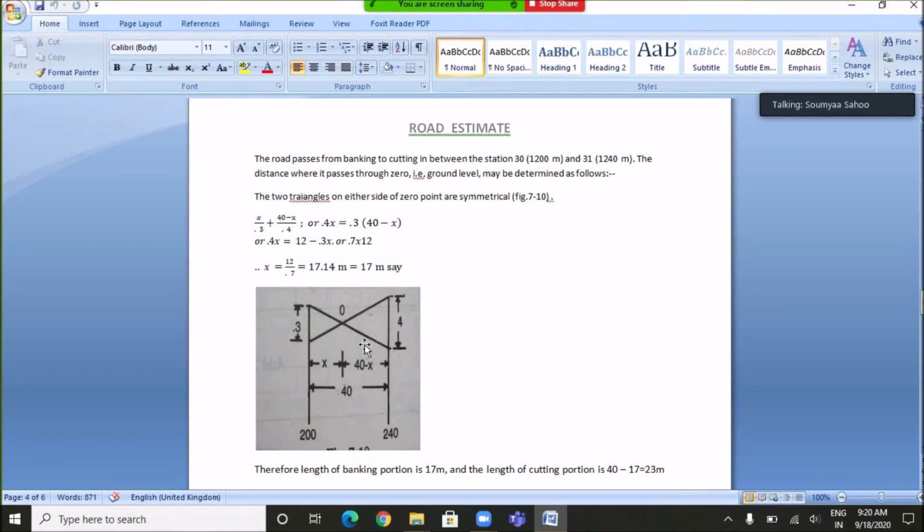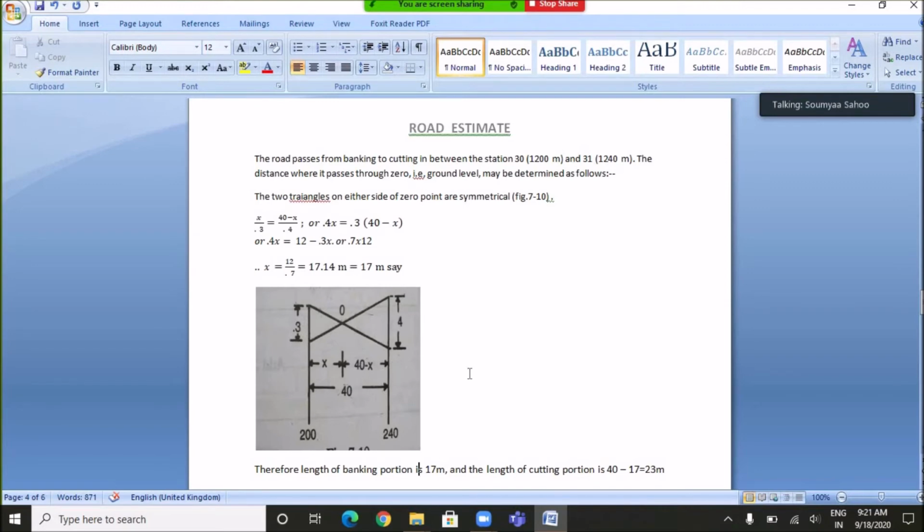So now you can solve this as a similar triangle. So x divided by 0.3 equals 40 minus x divided by 0.4. If you solve this equation, you are going to get the value of x as 17 meter. So 17 meter is the length of banking portion, whereas 40 minus 17, which is equal to 23 meter, is the length of cutting portion.